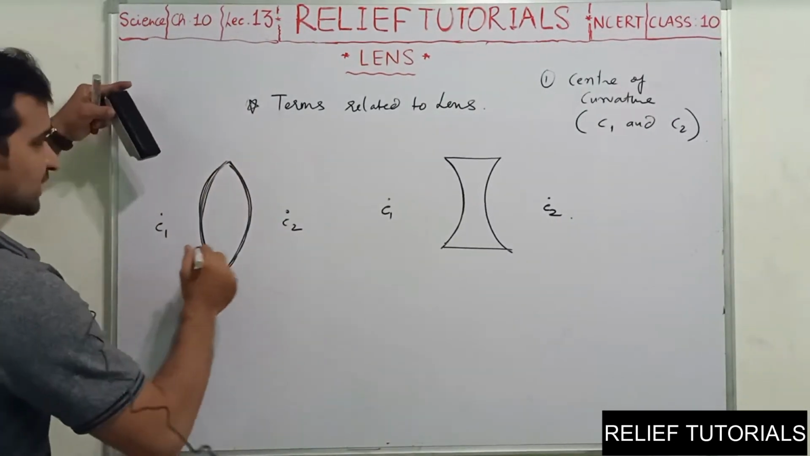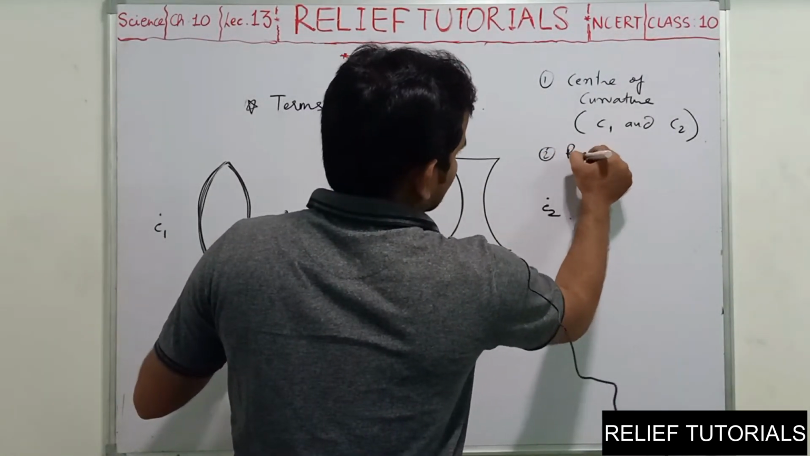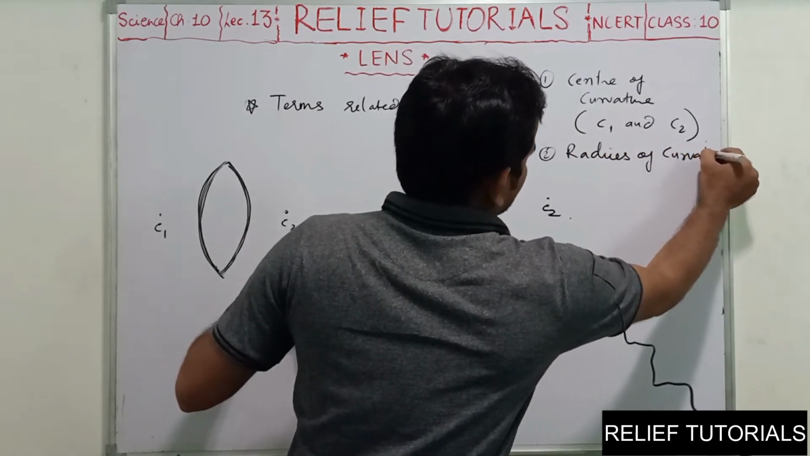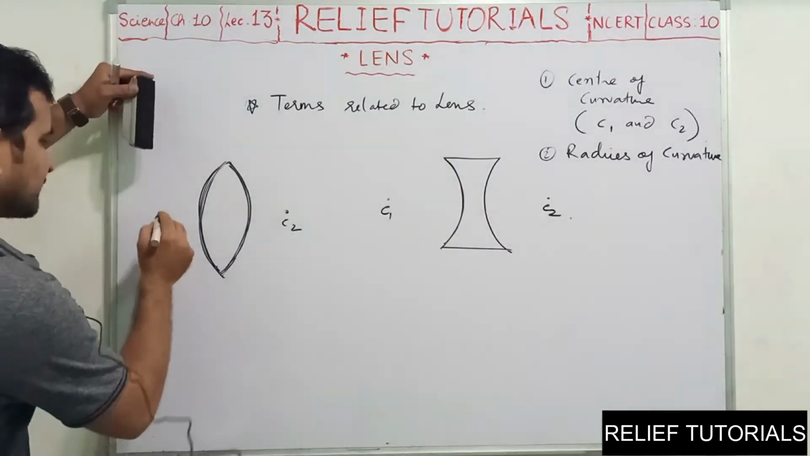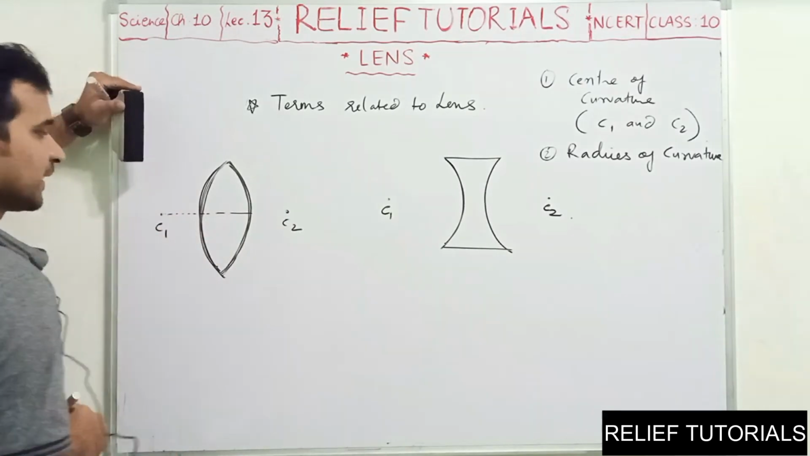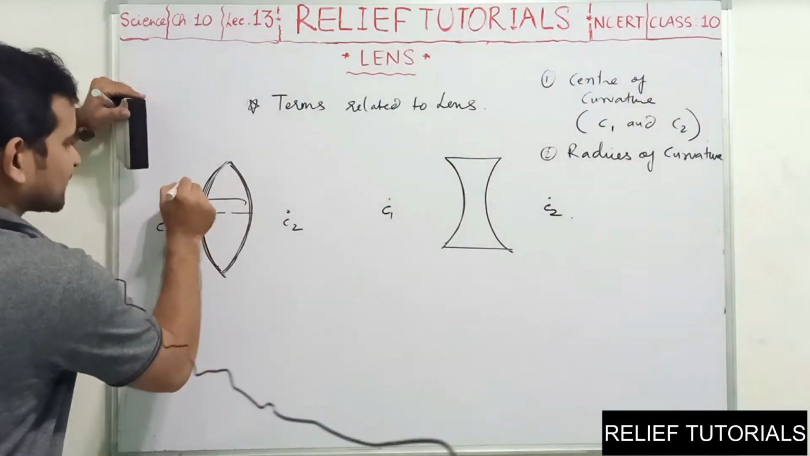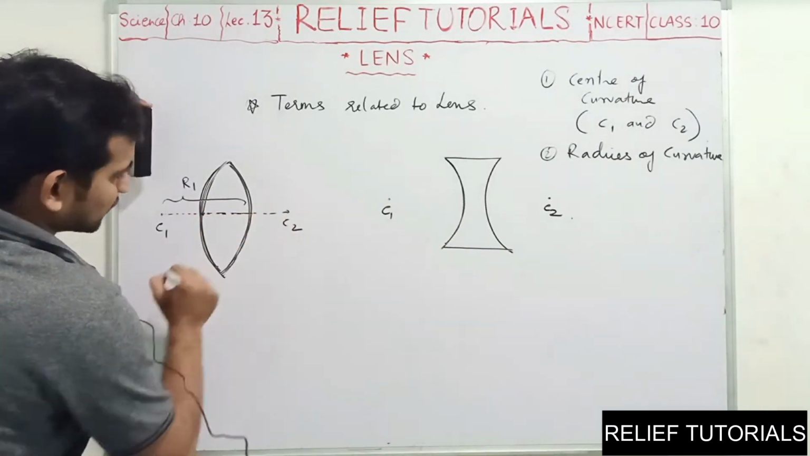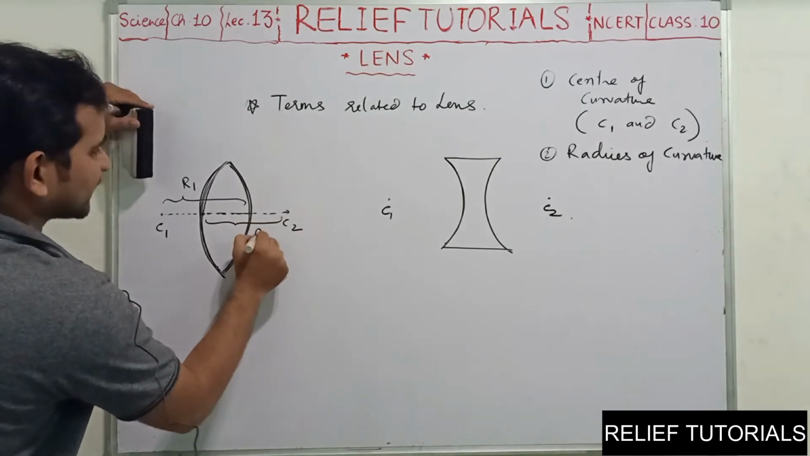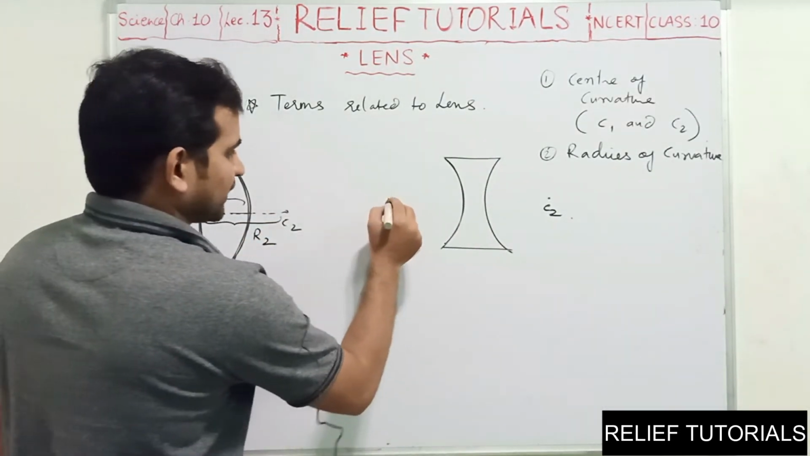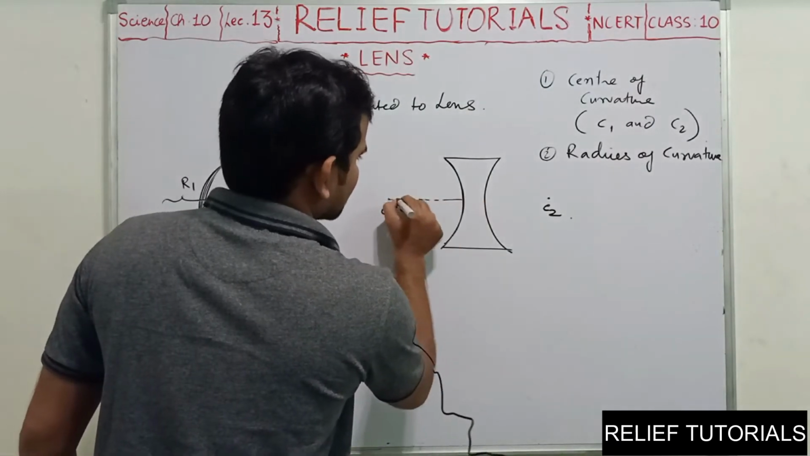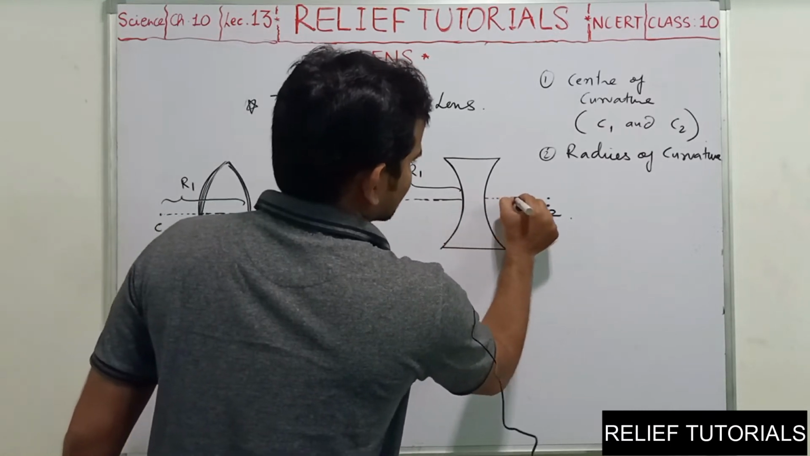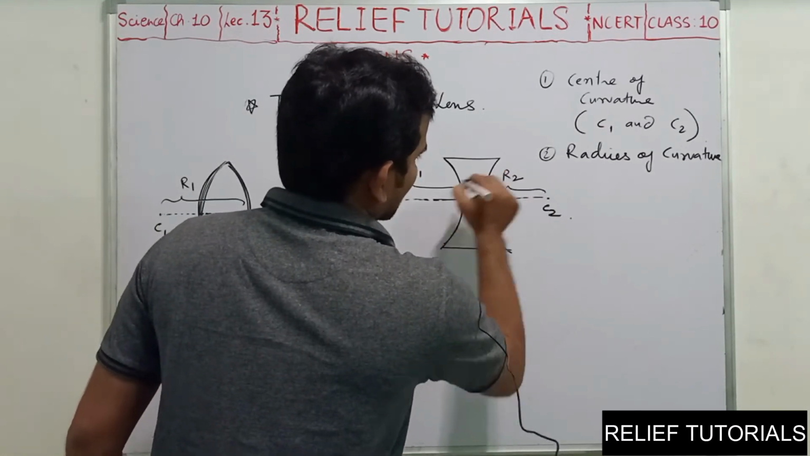Okay, imaginary line. The second term, let us say radius of curvature. So this distance is called radius of curvature number 1, and from this point to this one, this is called radius of curvature number 2. Here in the concave, this distance is radius of curvature R1, and this distance is radius of curvature R2.